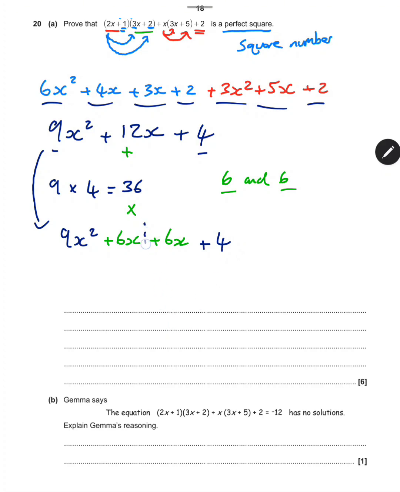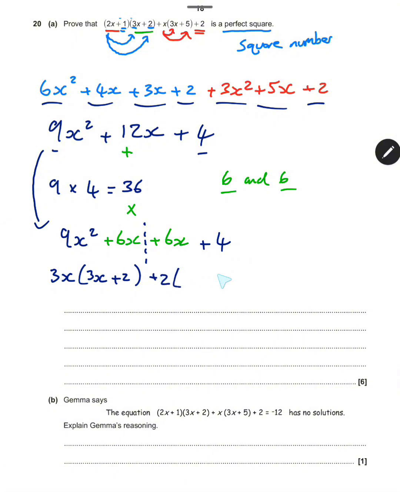I'm going to split this in half. If we factorise the left-hand side, well, the common factor of 9 and 6 is 3. Common factor of x squared and x is x. Open up some brackets. 3x times something is 9x squared. 3x times 3x is 9x squared. 3x times something is 6x. 3x times 2 is 6x. Factorise this side.